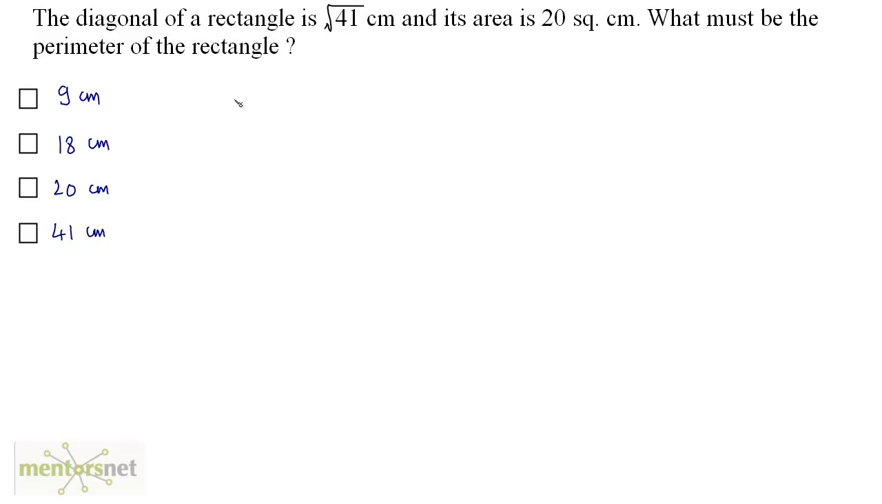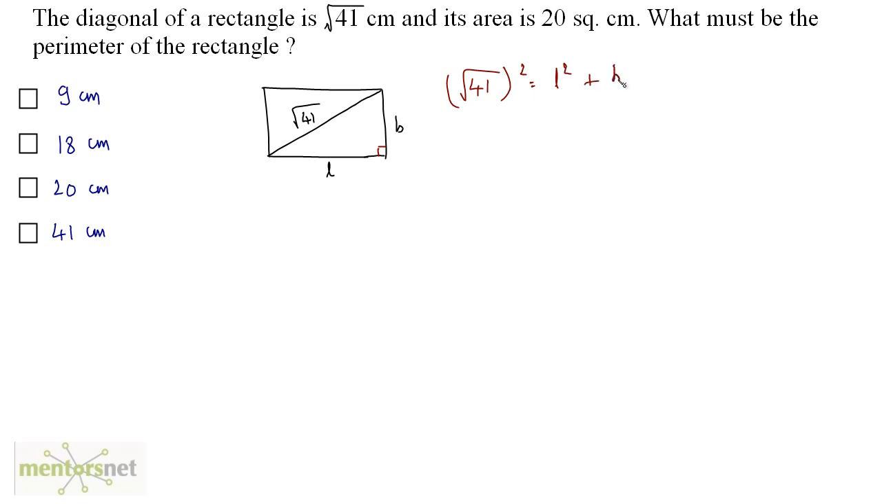The diagonal of a rectangle is under root 41 centimeter and its area is 20 square centimeter. What must be the perimeter of the rectangle? So the diagonal is under root of 41, and let the length and breadth be L and B respectively. Now this is a right angle triangle. So by Pythagoras theorem, I have under root of 41 square is equals to L square plus B square. So I have L square plus B square is equals to 41.